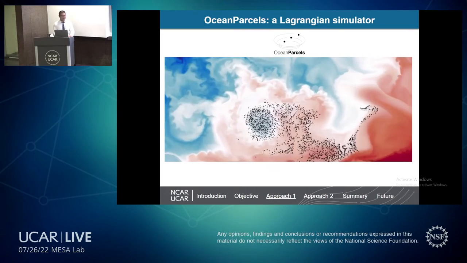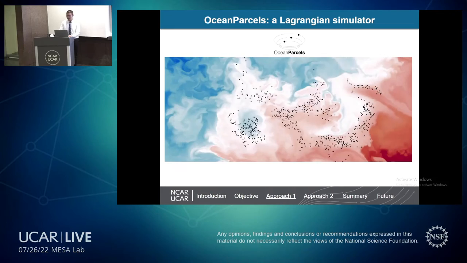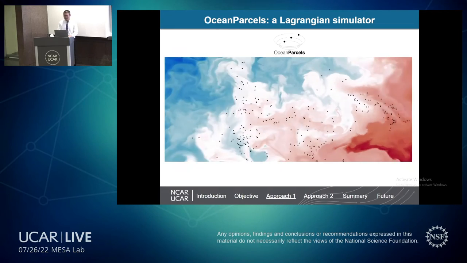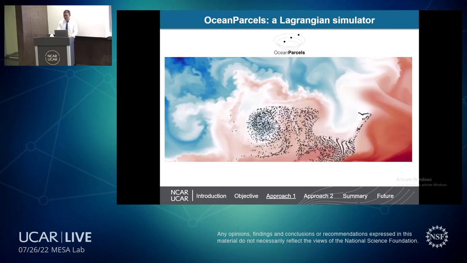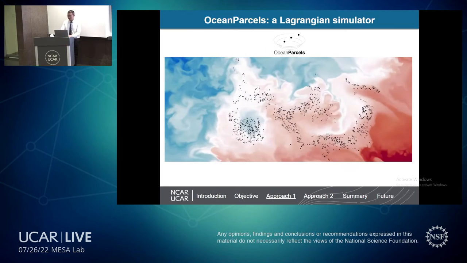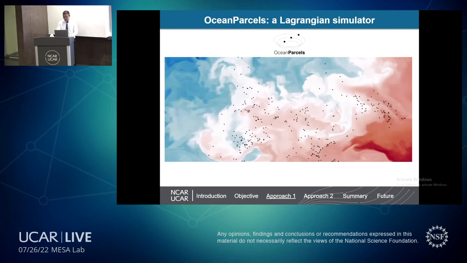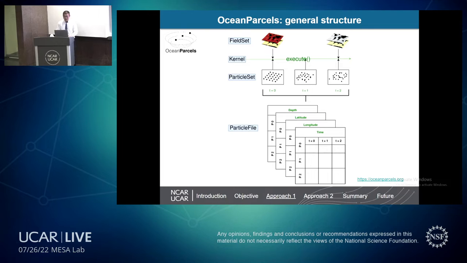The tool we use is called Ocean Parcels. It's a really nice Lagrangian simulator in Python that allows you to do customizable particle tracking simulations using output from ocean circulation models. The flexibility of Parcels will allow you to do a wide range of applications and to really build very complex simulations. But here I'm going to talk about the general structure of Ocean Parcels.